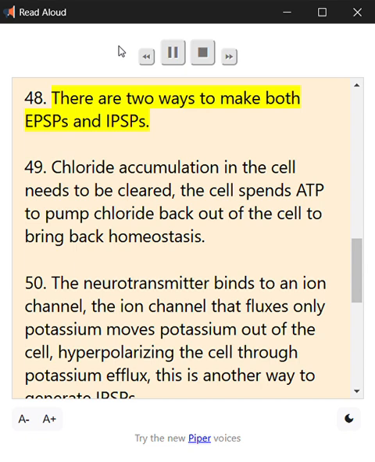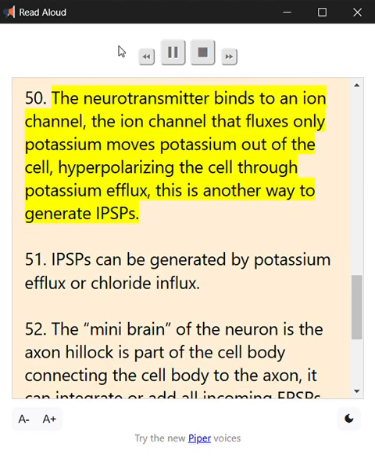48. There are two ways to make both EPSPs and IPSPs. 49. Chloride accumulation in the cell needs to be cleared. The cell spends ATP to pump chloride back out of the cell to bring back homeostasis. 50. The neurotransmitter binds to an ion channel. The ion channel that fluxes only potassium moves potassium out of the cell, hyperpolarizing the cell through potassium efflux. This is another way to generate IPSPs. 51. IPSPs can be generated by potassium efflux or chloride influx.